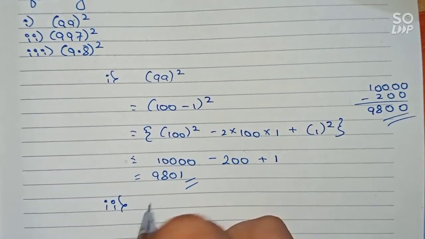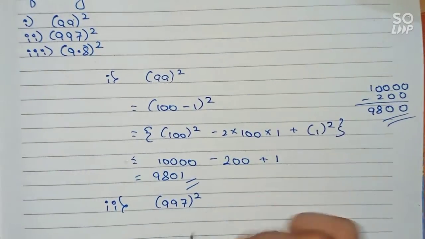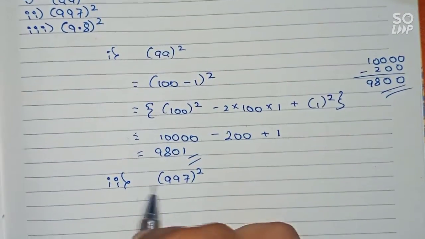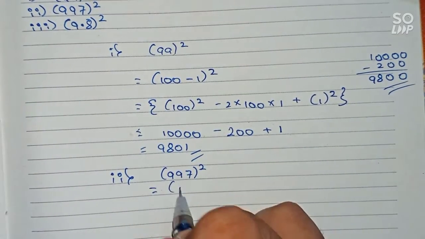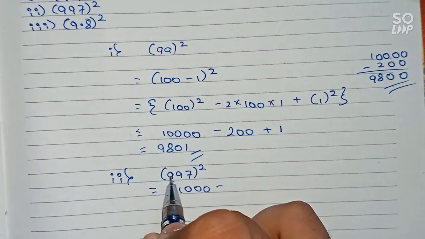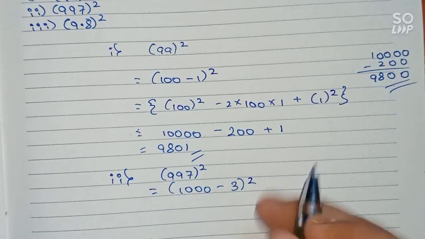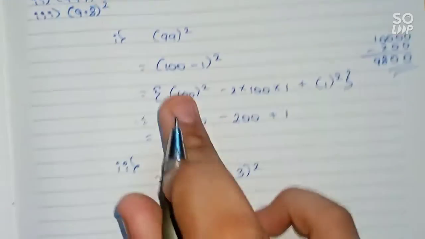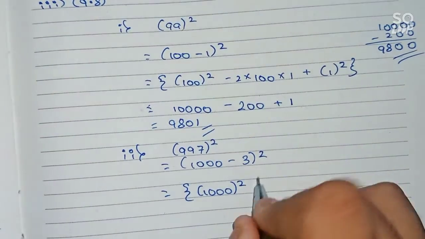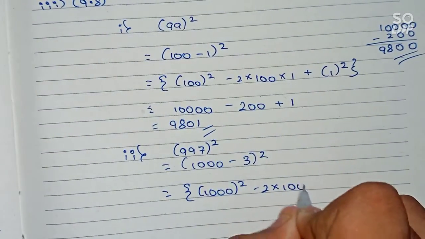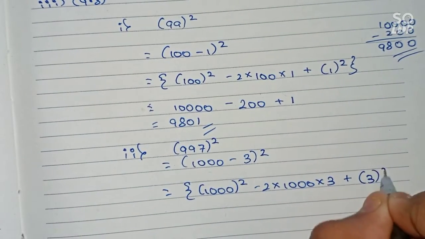So number 2 question says 997 whole square. For this question, we do the similar method. 997 whole square we can write as (1000 minus 3) whole square, that will be equal to 997 only. So now arrange this number according to this formula. So first 1000 square, then minus 2ab, that means minus 2 into 1000 into 3, then plus b square, that means plus 3 square.